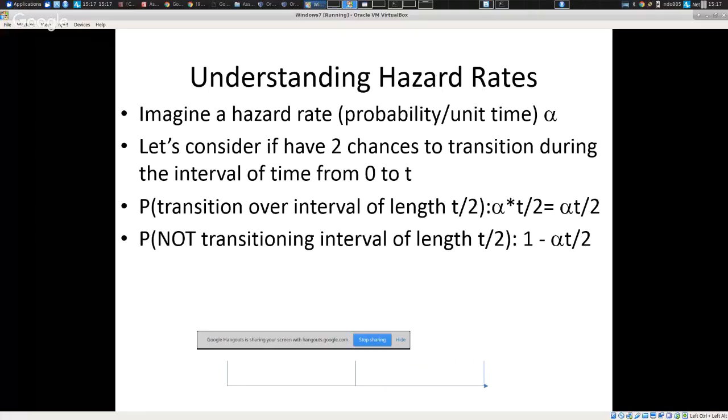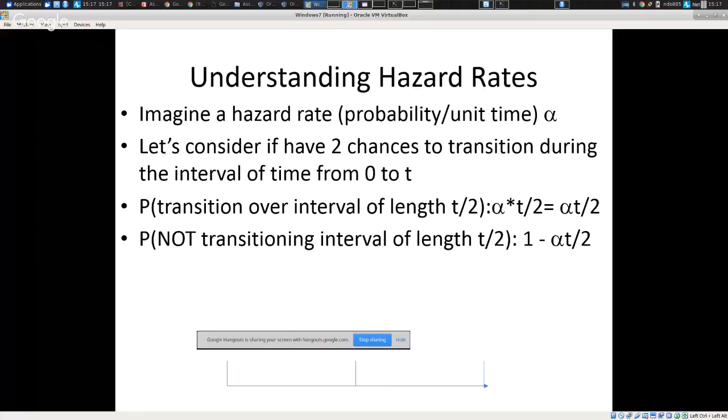This is what a hazard rate gives us. It's a probability per unit time. If we have a small amount of time, delta t, and we have this hazard rate of alpha, the chance of leaving in the next little bit is alpha times delta t. So here it's alpha times t over 2, or alpha t over 2.